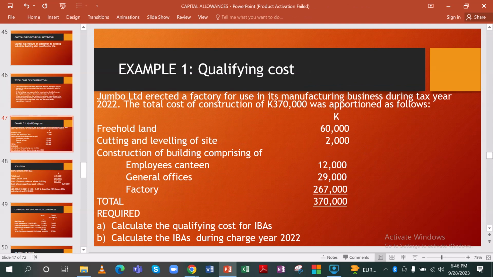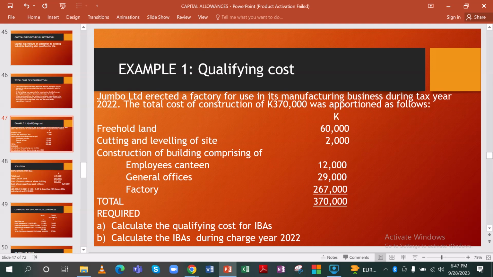Okay, fine. So I'm showing you this example, which we are supposed to look at. You're able to follow now? So we have Jumbo Limited, which erected a factory for use in its manufacturing business during the tax year 2022. The total cost of construction of 370,000 was apportioned as follows. So we have the freehold land 60,000, as I've mentioned, and all these other costs. Now the task before us is to calculate the qualifying cost for industrial building allowances, and secondly, to calculate the industrial building allowances during the charge year 2022.